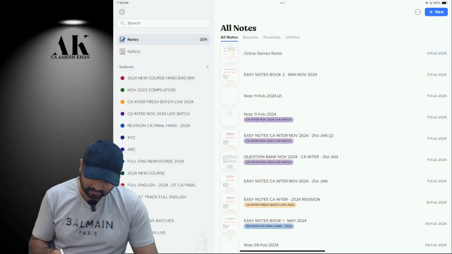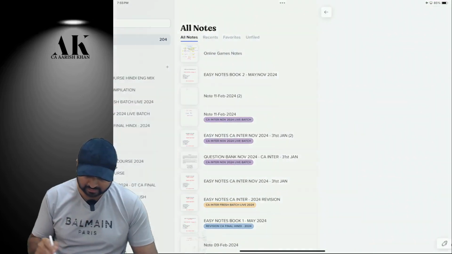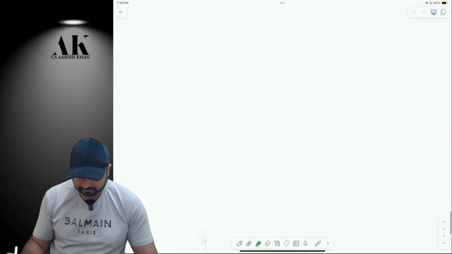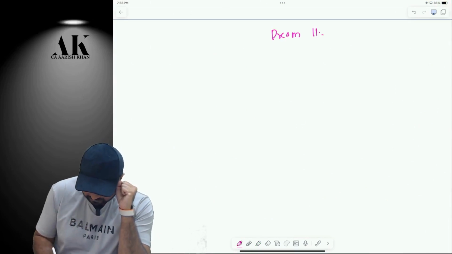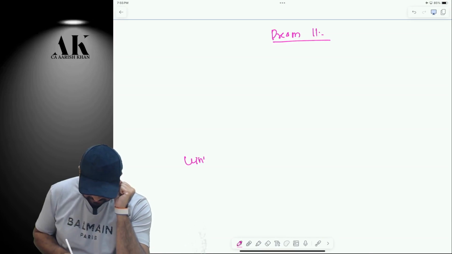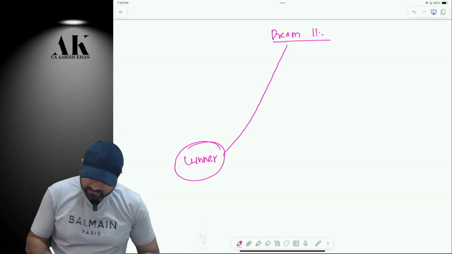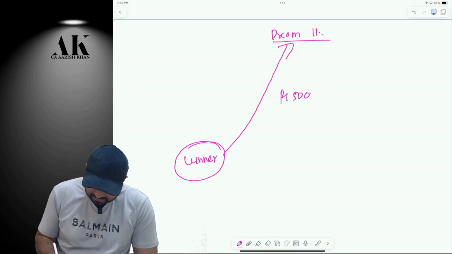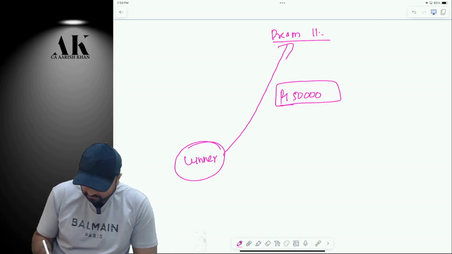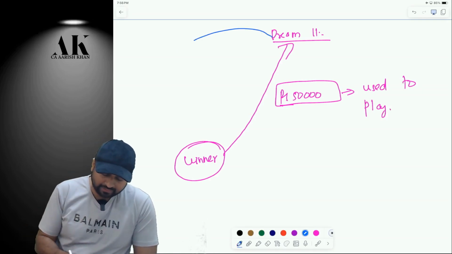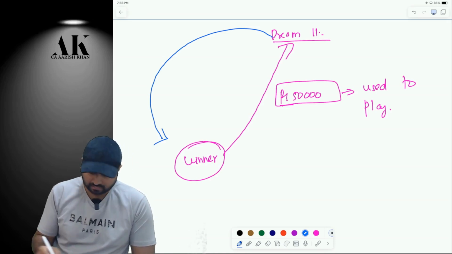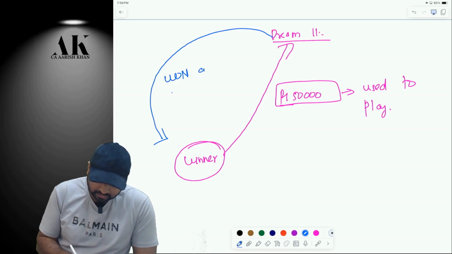See here. There are a lot of things that I have to address over here. Suppose Dream 11 says, pay attention, there is a winner over here. I have put some money in Dream 11, say 50,000 rupees, and I have used it to play. Listen carefully, please. Now, Dream 11 has said that you have won a car of rupees 1.5 crore.